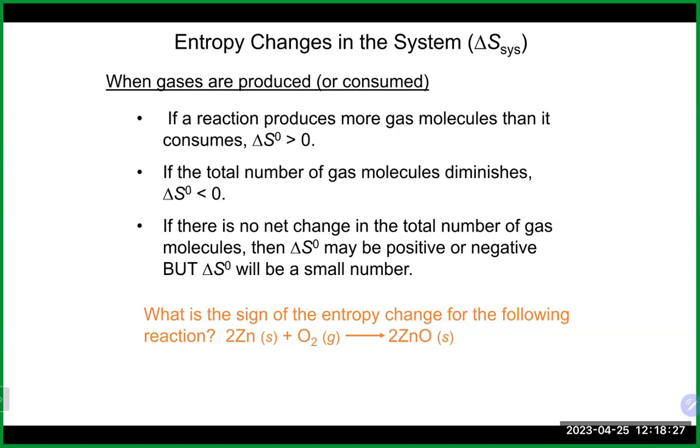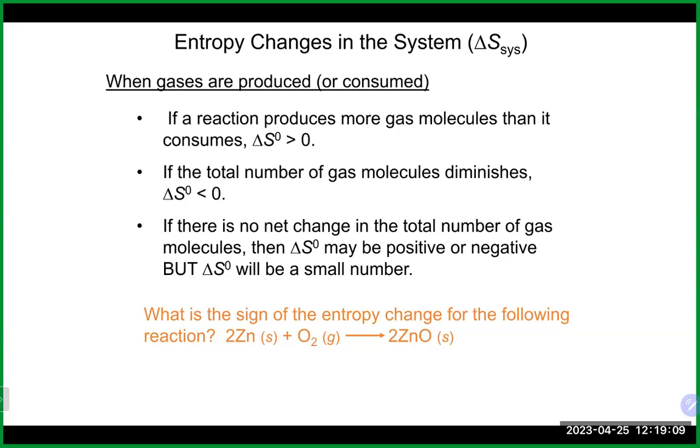So as we've been talking about, if a reaction produces more gas than it started with, you would have a lot more gas molecules flying around than you did to begin with. That would increase the disorder, and we would see the entropy becoming more positive. If the total number of gas molecules diminishes, which is what we just saw in this previous example, we ended up with fewer gas molecules, so a lot more order happening. We will end up with a negative for delta S. If there is no net change in the gas molecules, it may be positive or negative delta S, but it will probably be a small number.